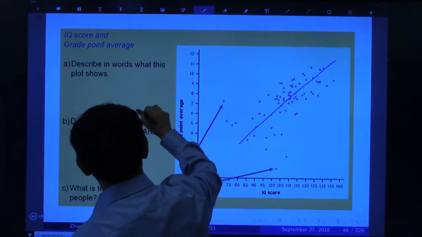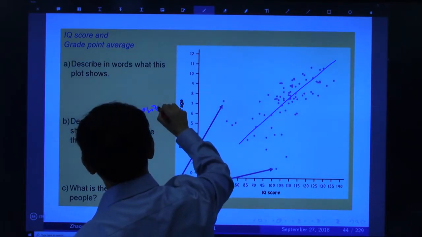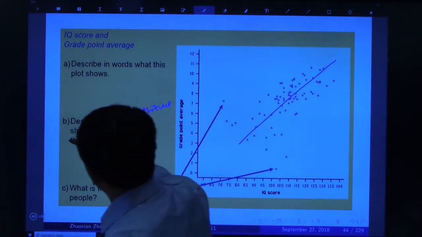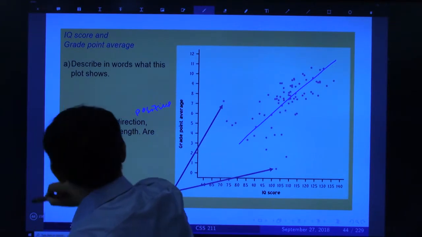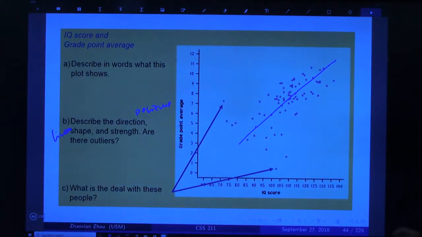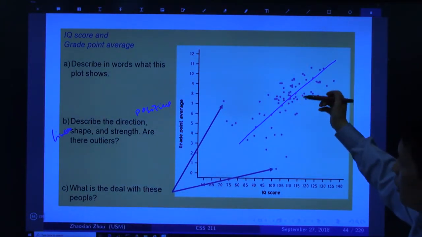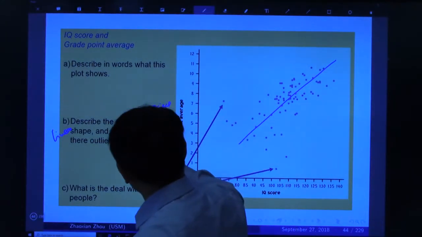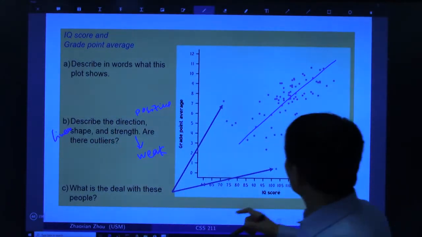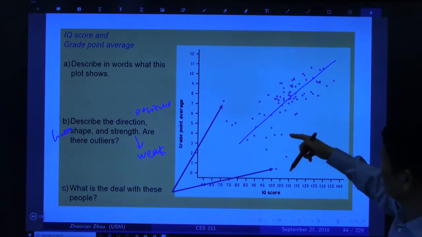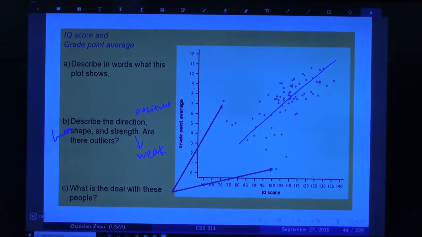So it's positive, and the shape is linear. And the strength, definitely that's easy to understand. The strength is not very big. Not even close. Not all the points are on the form. Are there any outliers?